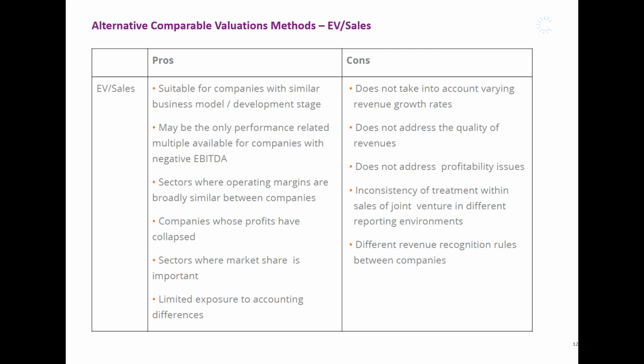Companies whose profits have collapsed might be a temporary thing like COVID, for example, and you don't really have any EBITDA to show for it. So the alternative to doing that is you just take an average of the last 3 years' EBITDA and do it on that basis. Next is sectors where market share is important, right?